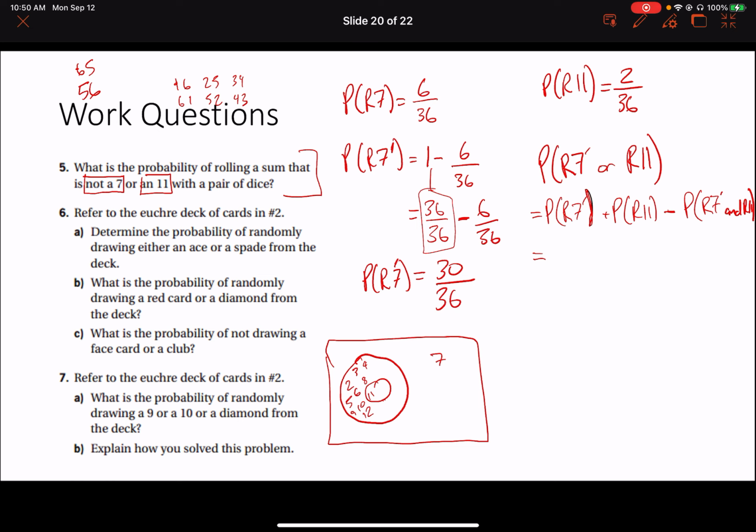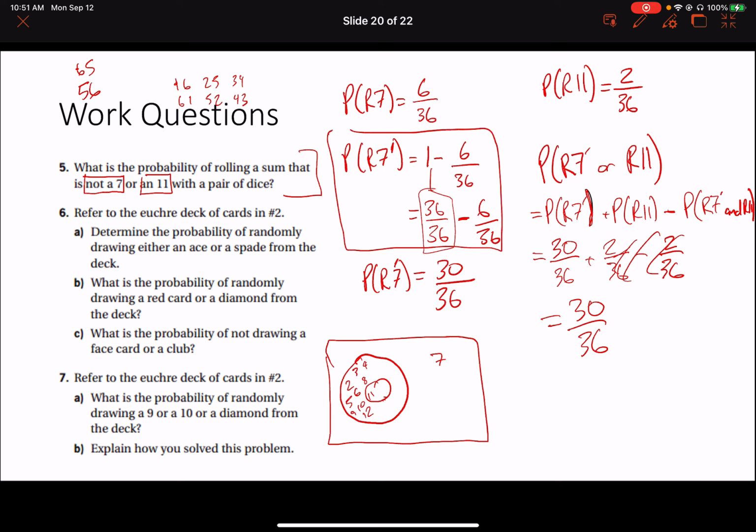So the probability of not rolling a 7 is 30 over 36, plus 2 over 36, subtracted by 2 over 36, right? There's two instances in there that are not 7, so it ends up being 30 over 36, which is the same thing as the probability of not being 7. See, one is an event in the other, so it's not mutually exclusive.